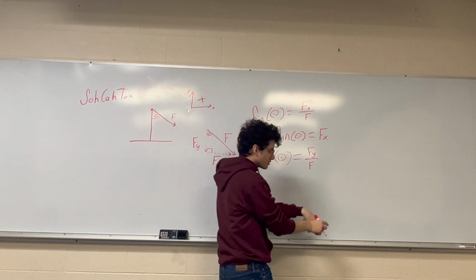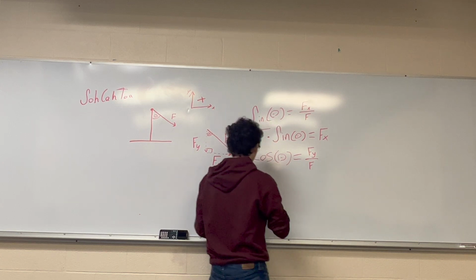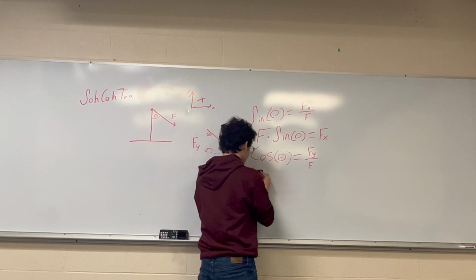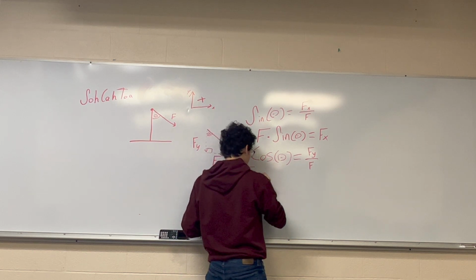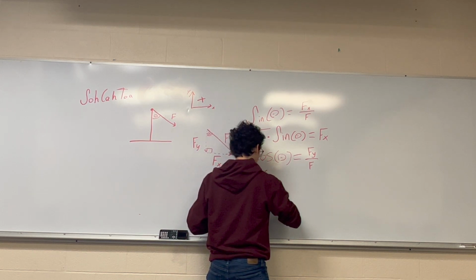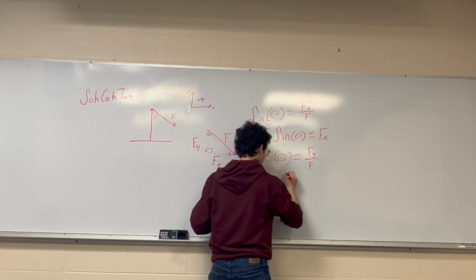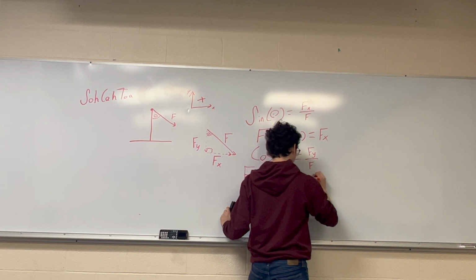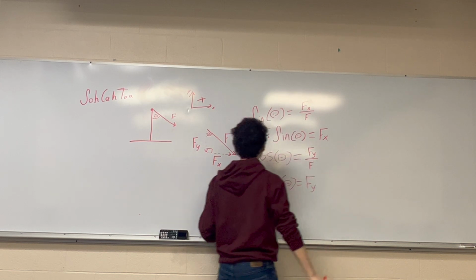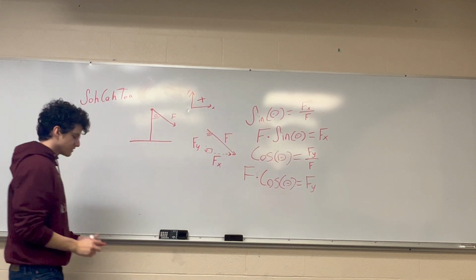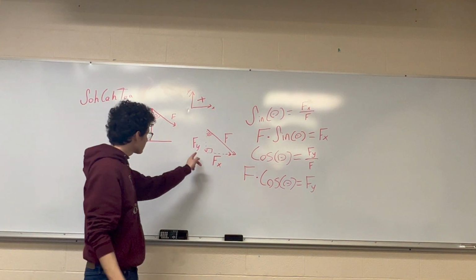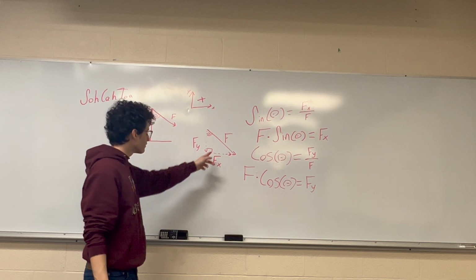We can use algebra, multiply both sides by F, and we'll get F times cosine theta equals Fy. And just like that, we found the x and the y component of F.